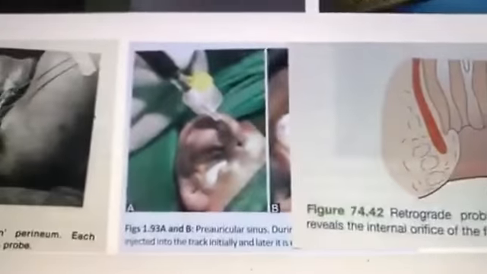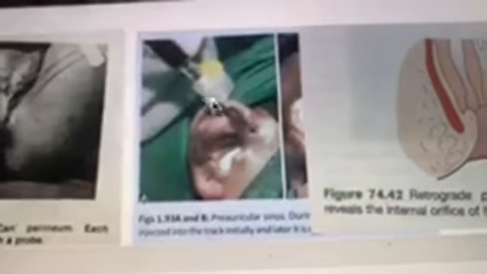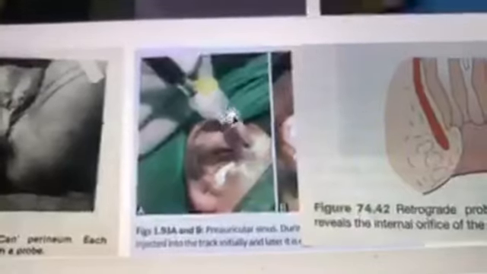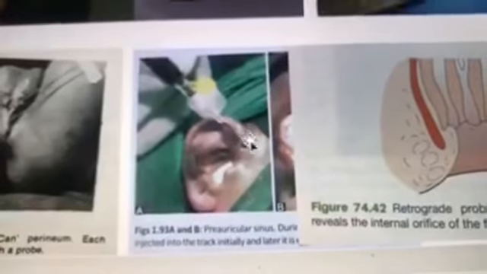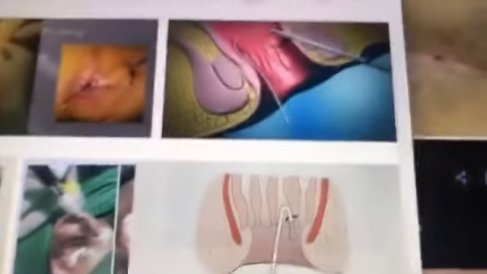Okay, and this is the preauricular sinus. As I told you, you can see what things you can use for the probe. You see the IV cannula. An IV cannula can be used for probing of the preauricular sinus, and you see the metal probe in the perineum. So this is how we can do the probing, because from the probing we can get an idea of the depth, direction, any communication or any foreign body. So these are the palpation findings, and of course you have to examine the draining lymph node of a sinus or fistula.